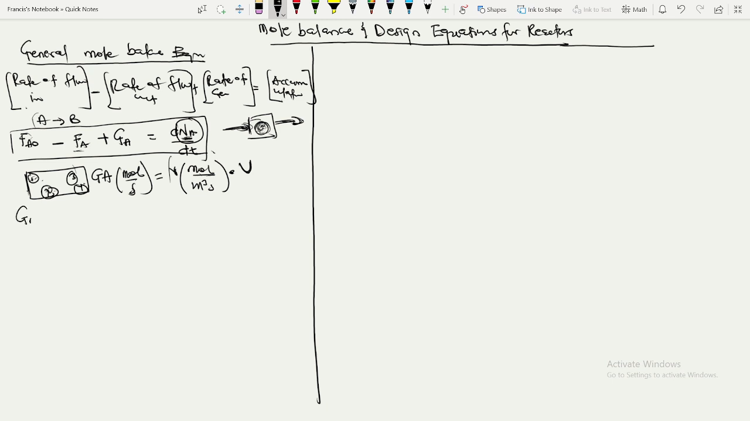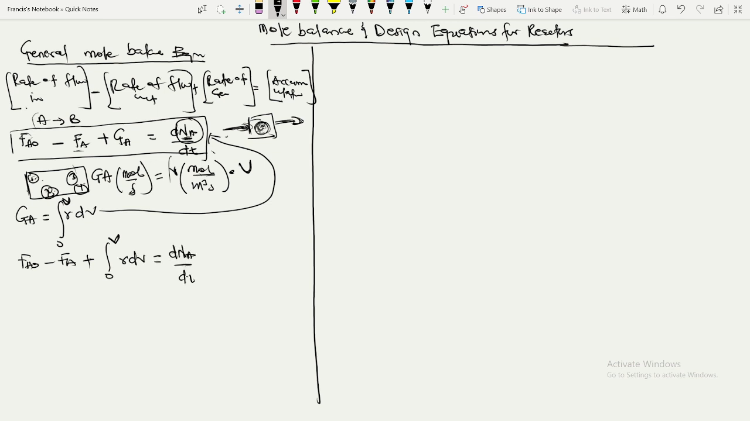So our GA will be equal to the integral of r dV, and then we are going to integrate over the whole volume of the reactor. So from this point to this point, we're going to sum everything up, and then we will get the overall rate of generation. So you can put this back into our general mole balance equation. And then we're going to get FA naught minus FA plus the integral from 0 to V of r dV, and this will be equal to accumulation, dNA over dt. So this is the general mole balance we'll be using.